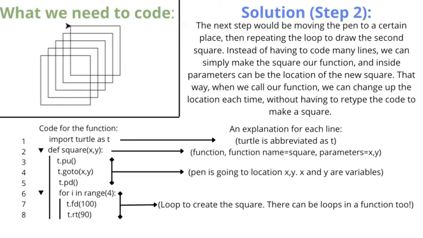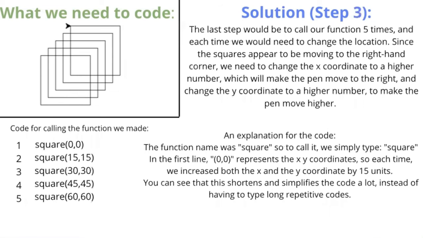For i in range 4, t.forward(100), t.right(90). This is the loop to create the square. Step 3. The last step would be to call our function 5 times and change the location to a higher number. We need to change the x-coordinate to a higher number, which will make the pen move to the right, and change the y-coordinate to a higher number to make the pen move higher.